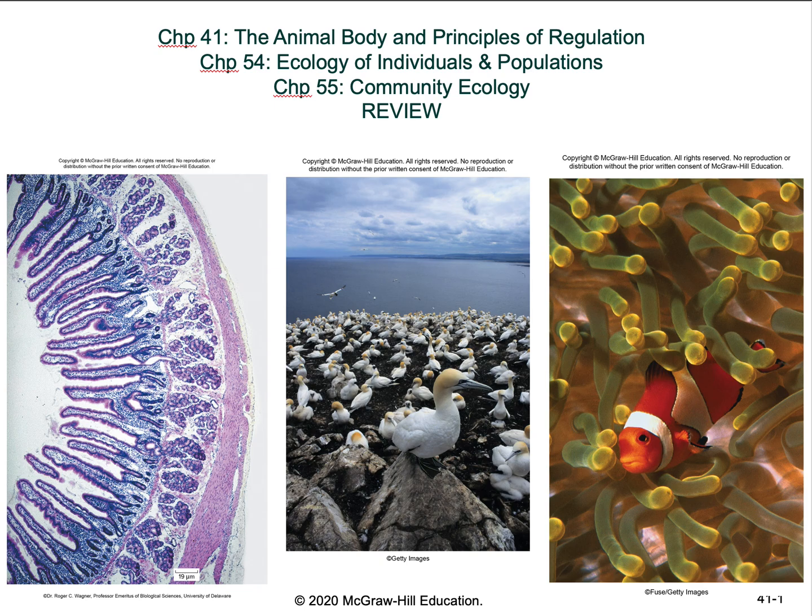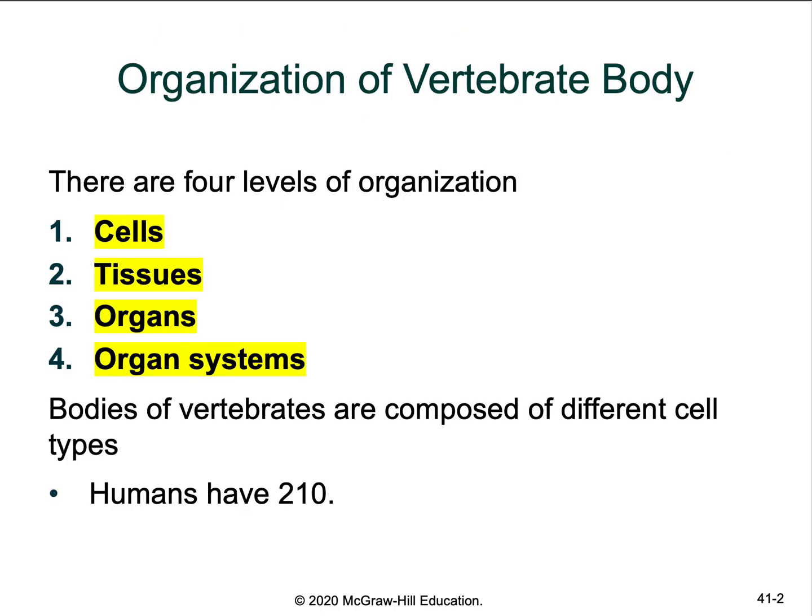Class, this is a review for Chapter 41, the Animal Body and Principles of Regulation, Chapter 54, Ecology of Individuals and Populations, and finally Chapter 55, Community Ecology. So to start off with Chapter 41, we start with the levels of organization, and this is specific to vertebrates.